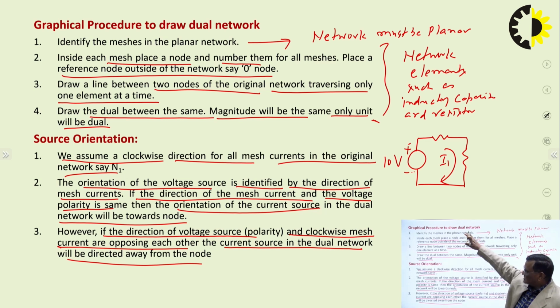Okay. So, the first 4 are for the passive elements, inductors, capacitor and resistor, and these 3 are for the orientation of the source given in a network.